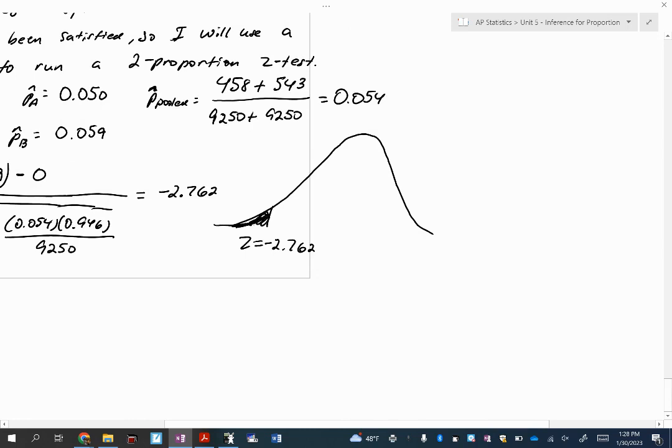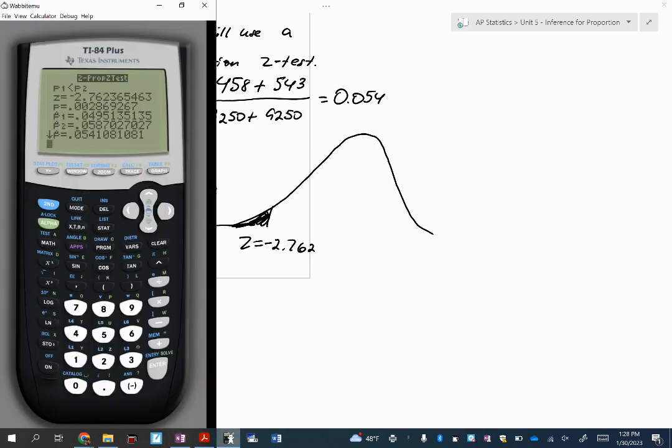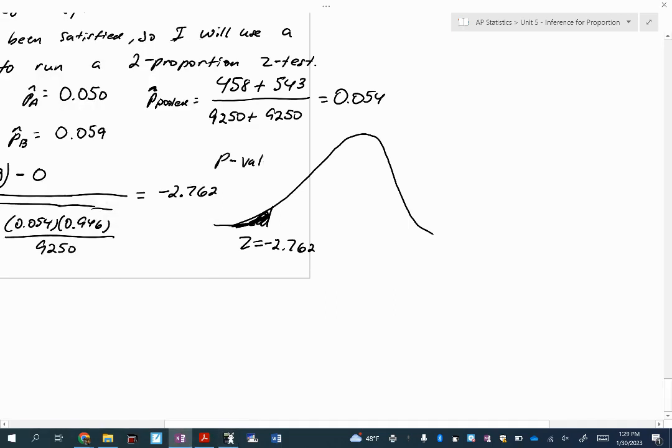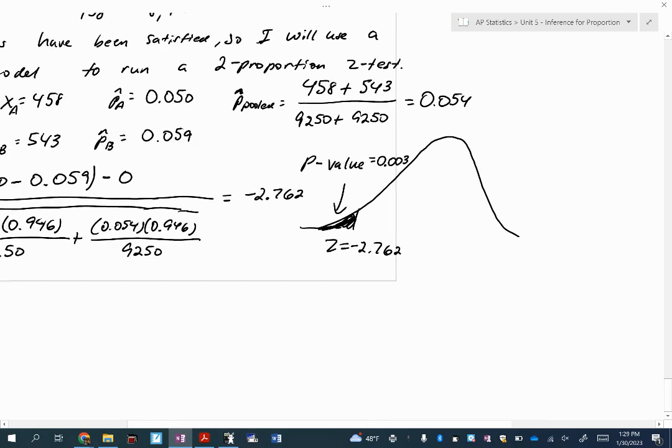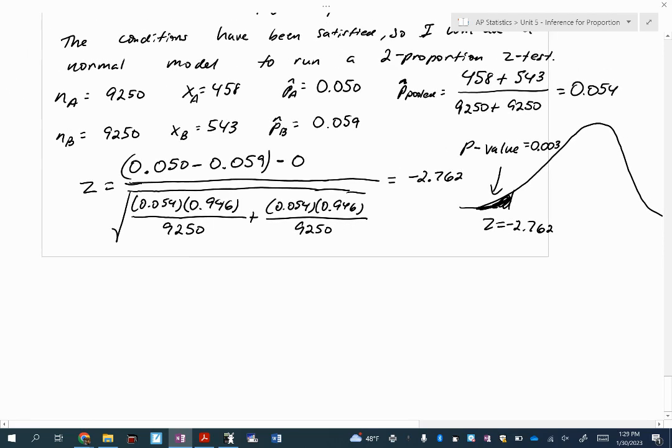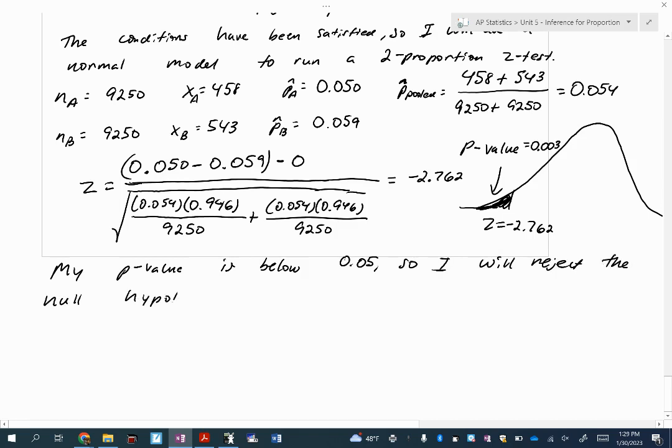When I shade my curve, it's pretty far over here, shading to the left. All right, and my p-value is 0.003, which is below pretty much any reasonable alpha that anyone would choose. I always use an alpha of 0.05. That's a pretty small p-value, so my p-value is below 0.05. So I will reject the null hypothesis in favor of the alternative.